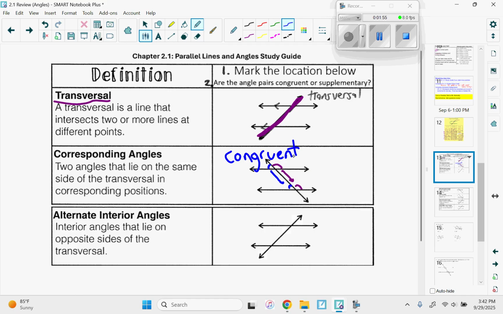Alternate interior angles. So again, this is the transversal, and alternate interior angles are on opposite sides. So this angle and this angle are on opposite or alternate sides of the transversal, and they are congruent. And another pair of alternate interior angles would be this obtuse angle here and this obtuse angle. Again, they are the same measurement.